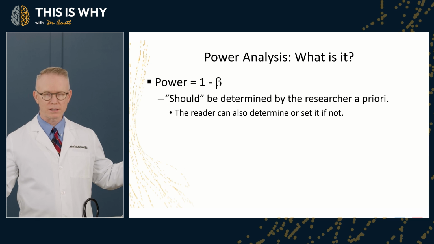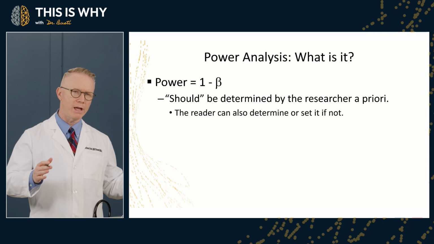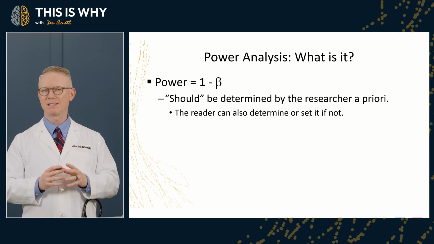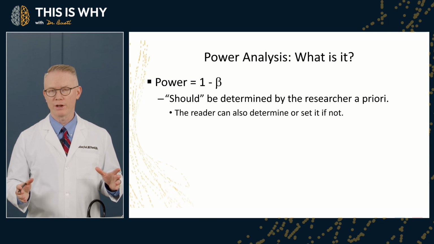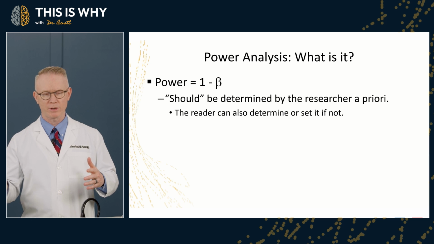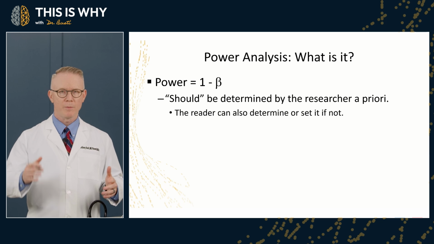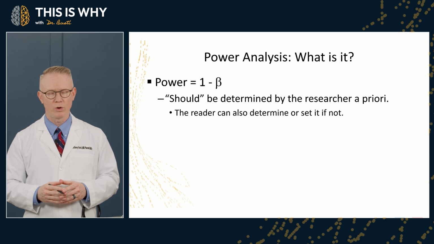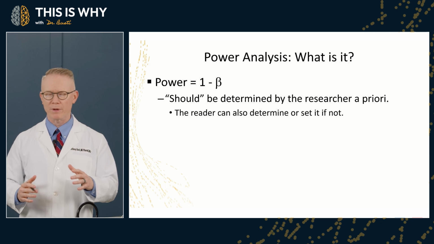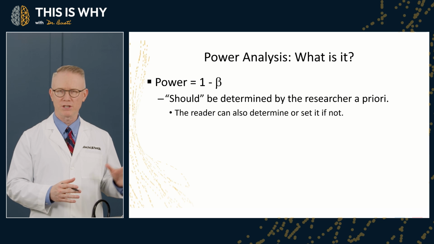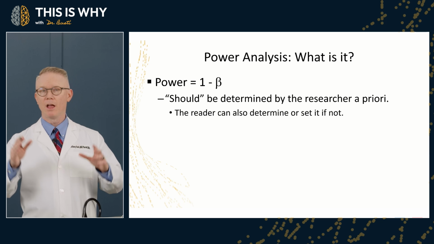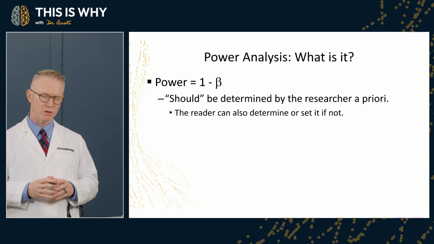And what is it? By definition, it is 1 minus beta. I'm going to pause here for a second. For those of you studying for board exams, this is really important. The boards love to throw these definitions, kind of curveballs, all over the place. Alpha does that as well. It's the risk of making a type 1 error. What is power? 1 minus beta. What is beta? The risk of making a type 2 error.